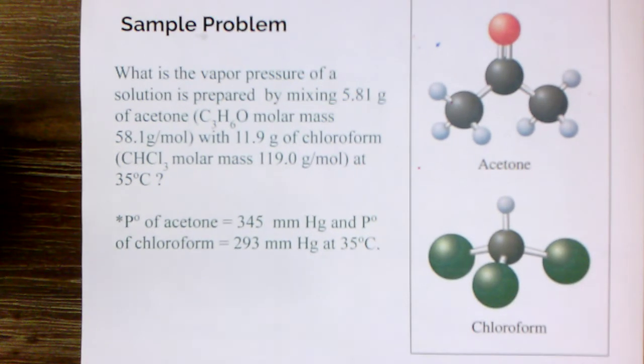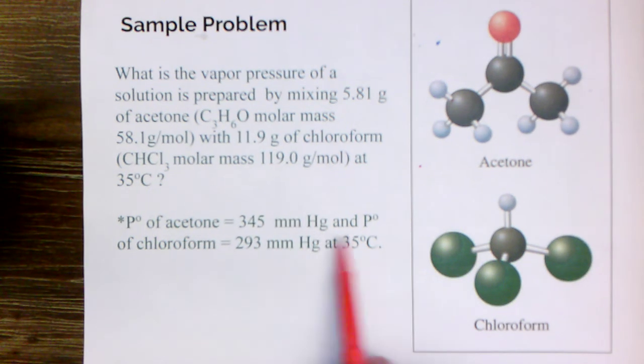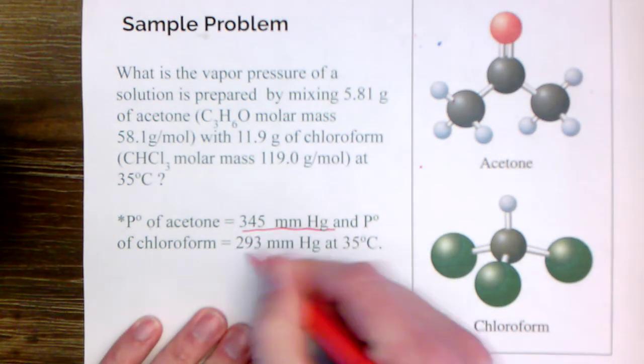So here's the sample problem in the notes that we have. It says, what is the vapor pressure of a solution prepared by mixing 5.81 grams of acetone, which has a molar mass of 58.1, with 11.9 grams of chloroform, which has a molar mass of 119.0. They give you the ideal vapor pressures in pure form for both acetone and chloroform. So we have these two vapor pressures.